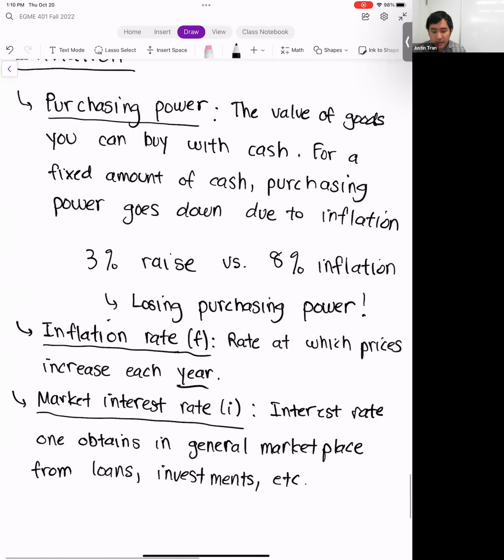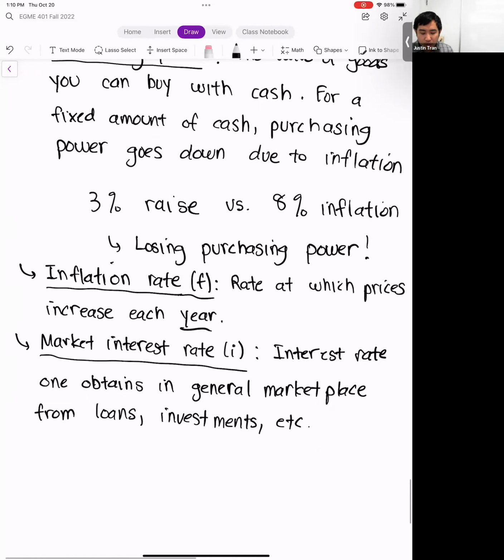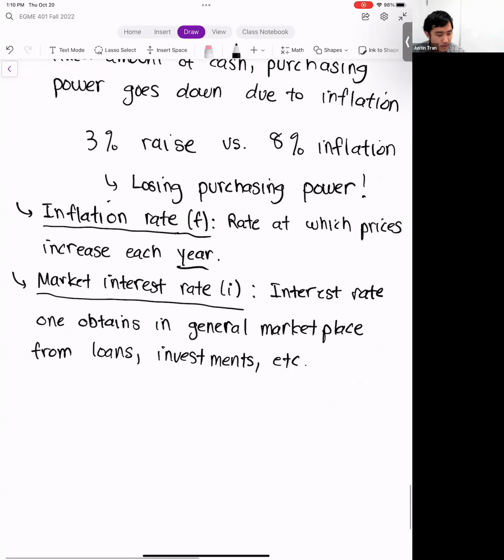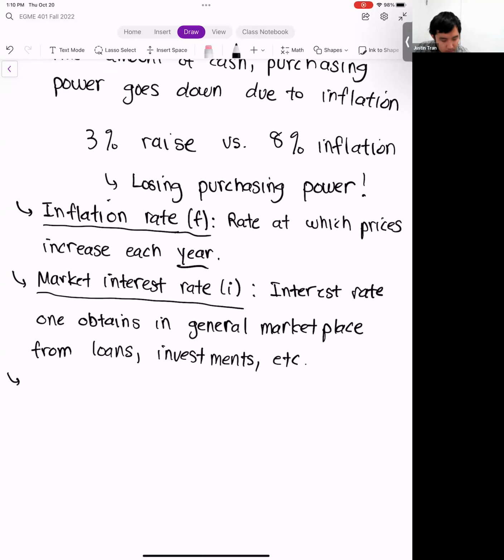It's not exactly the same thing, but whenever people talk about the raise that they get at their job, they're talking about a market rate, because that's a flat amount of money increase that they're getting from their job. But when you factor in inflation, you can compute something called the real interest rate. We give this a symbol, I prime. It's not that the market interest rate is fake or anything like that. They just call it real.